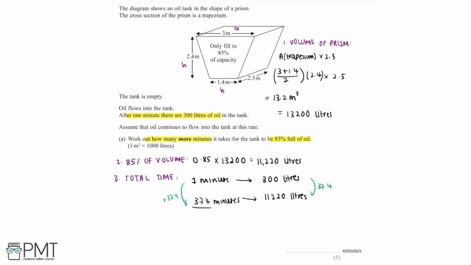But now this isn't our final answer. We're asked to find out how many more minutes it takes for the tank to be 85% full of oil. The total time it will take to be 85% full will be 37.4 minutes, but we had been told before that after 1 minute there had already been 300 litres of oil. And so to find how many more minutes it takes for the tank to be 85% full of oil, we need to find the difference between these values. And so we'll do 37.4 take away 1, which is equal to 36.4 minutes, which we can write down in our answer box below.